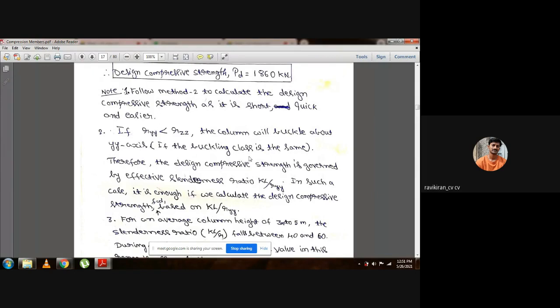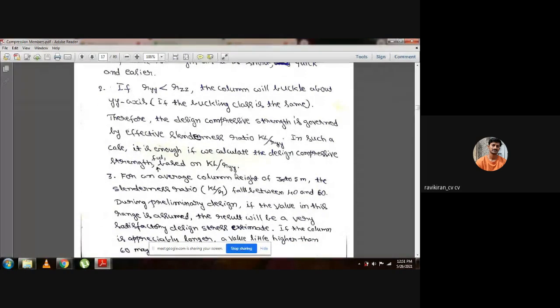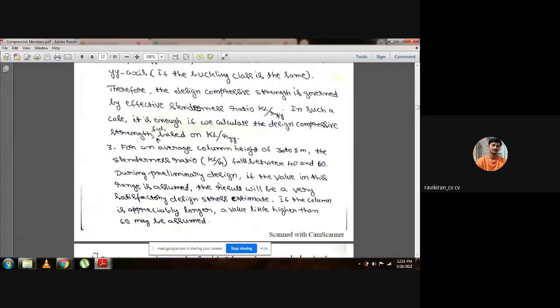So if the buckling class is the same, the design compressive strength is governed by the effective slenderness ratio, that is KL by R. Here the R you are using, RZZ or RYY, matters a lot. In such a case, it is enough if we calculate the design compressive strength FCD based on KL by R in terms of ZZ or YY.